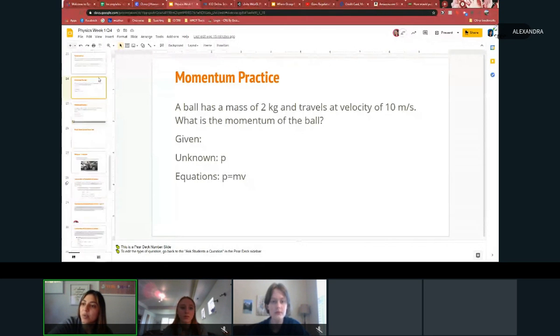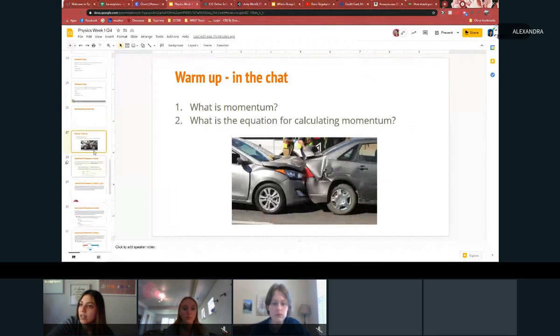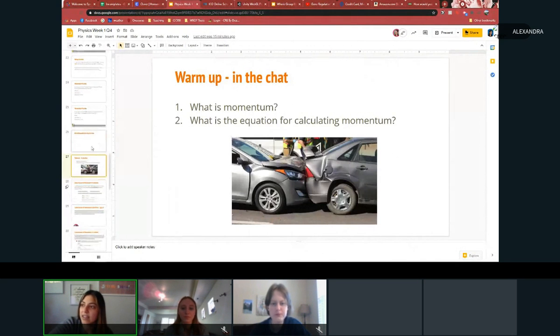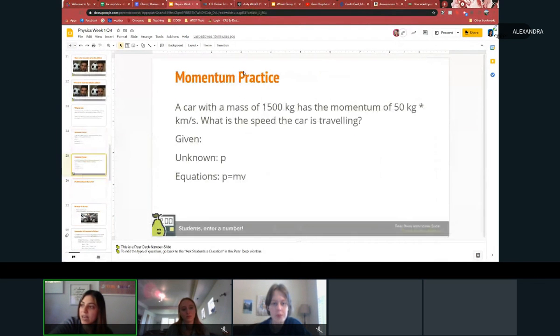Okay, so like I said, we were ending on this slide, right? Miss Hirsch added a couple of things. Sauce group session starts here. Momentum practice. We did this one where we had the car, 1,500 kilograms with a momentum of 50 kilograms, and we found the speed of the car.